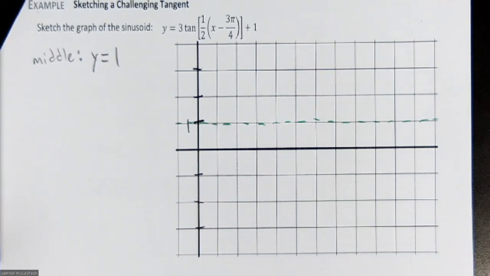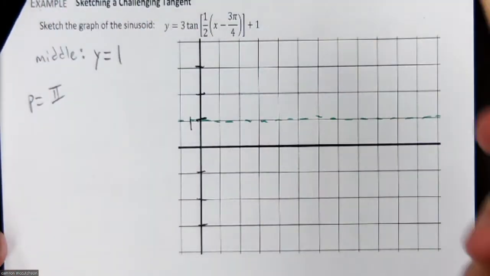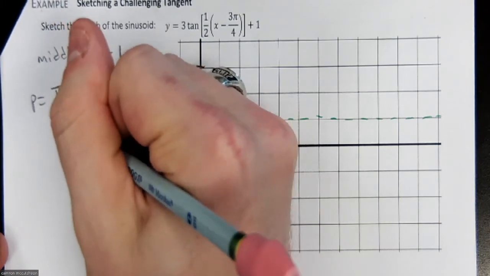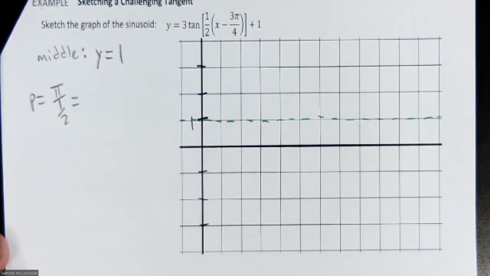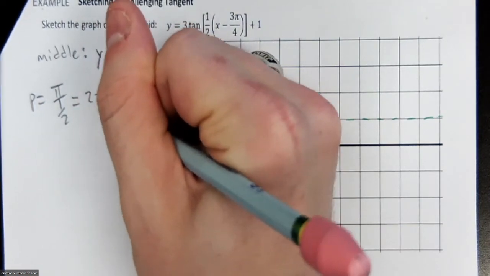Cool. All right, let's track down the period length. The period's supposed to be pi, so we find the period by doing pi over b. Our period is pi over the b value of 1/2, and dividing by 1/2 is the same thing as multiplying by 2. So our period length is actually 2 pi.